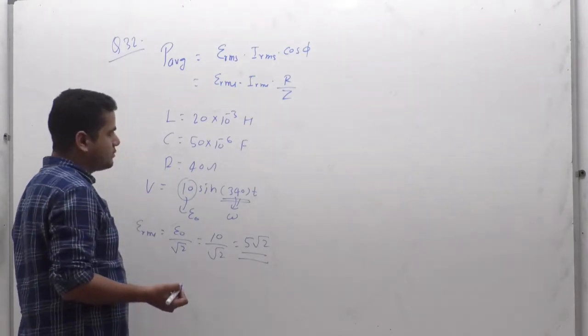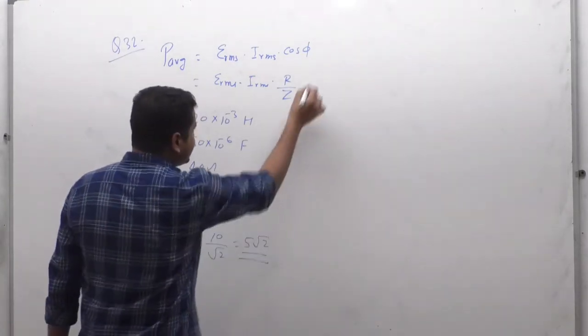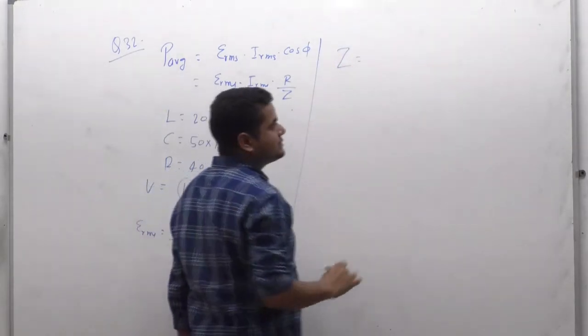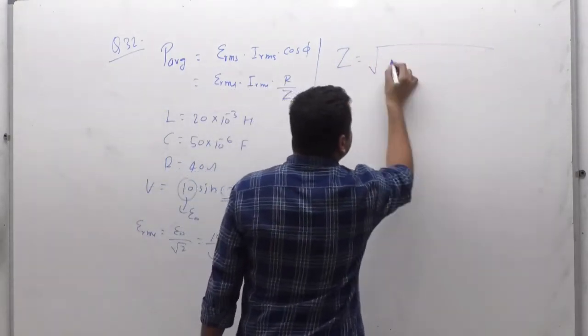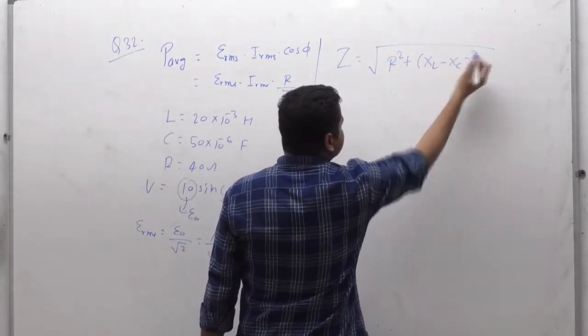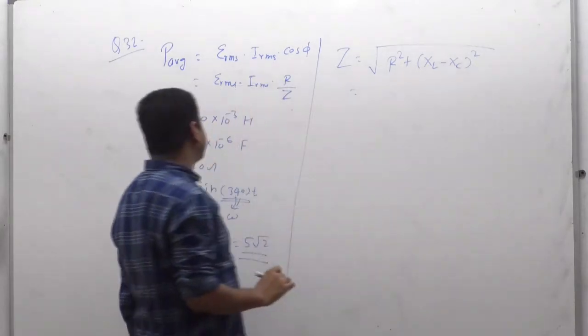For IRMS, what we need to do is simply calculate impedance Z. And what is the value of Z? It is under root of R square plus (XL minus XC) whole square. Now what is resistance, which is given in the question?